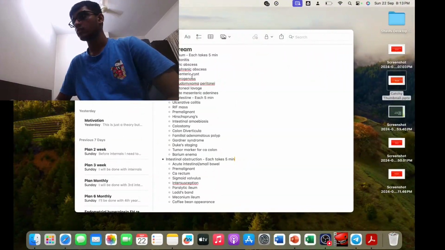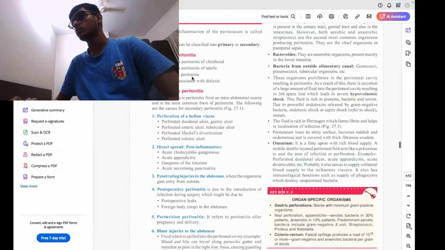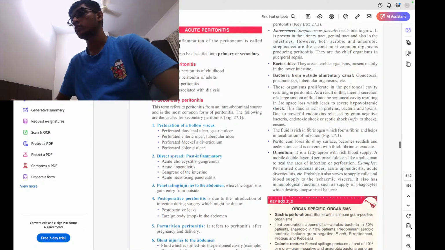The first topic we have is peritonitis. Peritonitis is the inflammation of the peritoneum, as we know. It can be classified into primary or secondary. Primary includes serous spontaneous peritonitis of childhood, spontaneous peritonitis of adulthood, tubercular peritonitis, and peritonitis associated with dialysis.